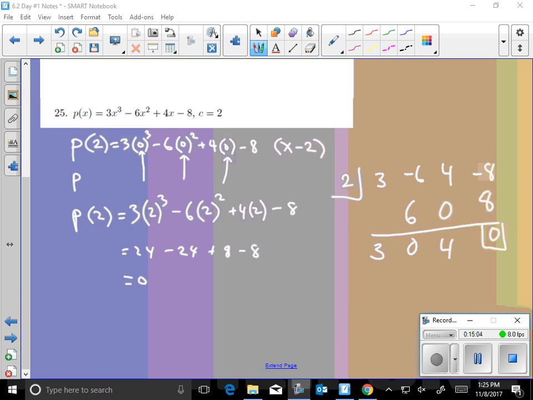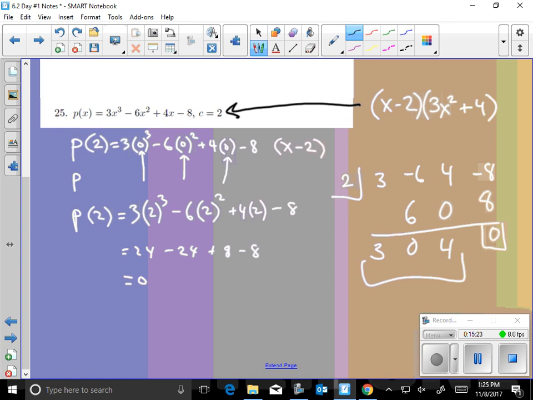And I got 0. So I could write this polynomial as x minus 2 times, tell me what this would mean. 3x squared plus 4. And that, folks, is how I would factor that function right there.